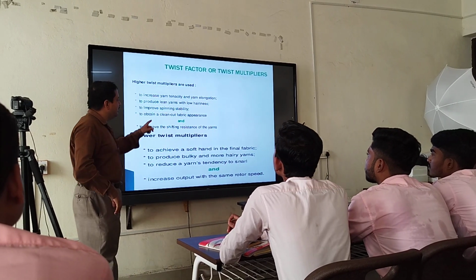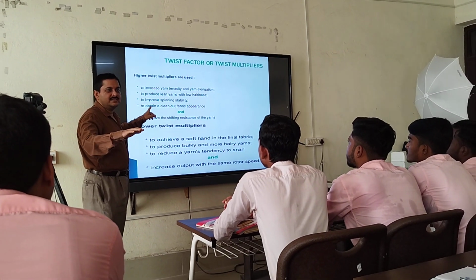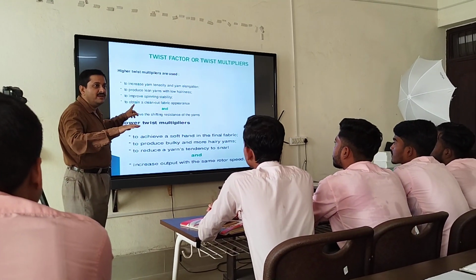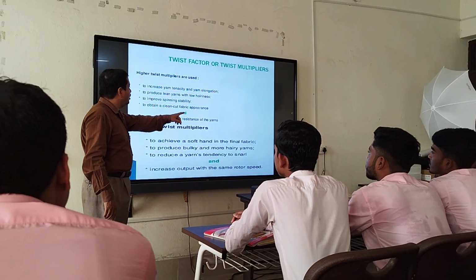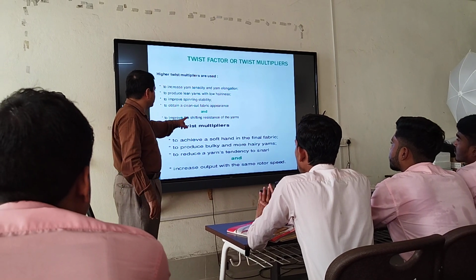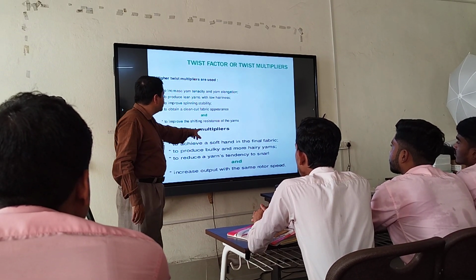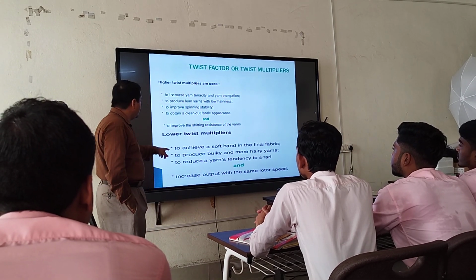But here, if the twist level is good and the twist multiplier is high, your hairiness is less, so the surface will be more or less clean. Also, to improve the pilling resistance of the yarn. These things I will discuss later. Now, if the twist multiplier level is lower, what will happen?